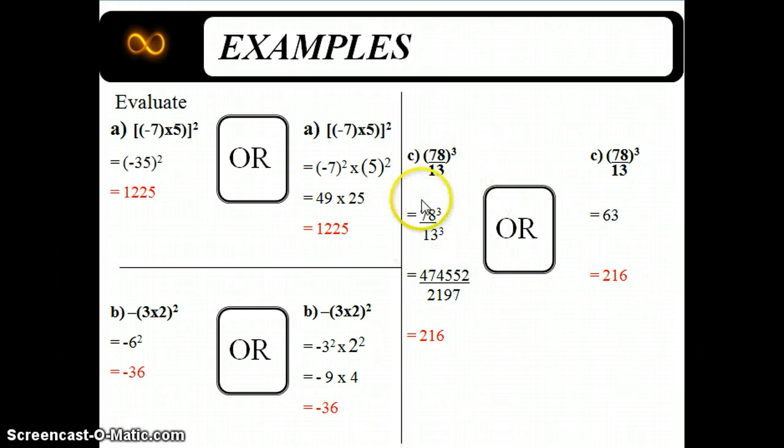You could leave it as a power, or because it says evaluate, you could leave it as standard form, whatever works for you.